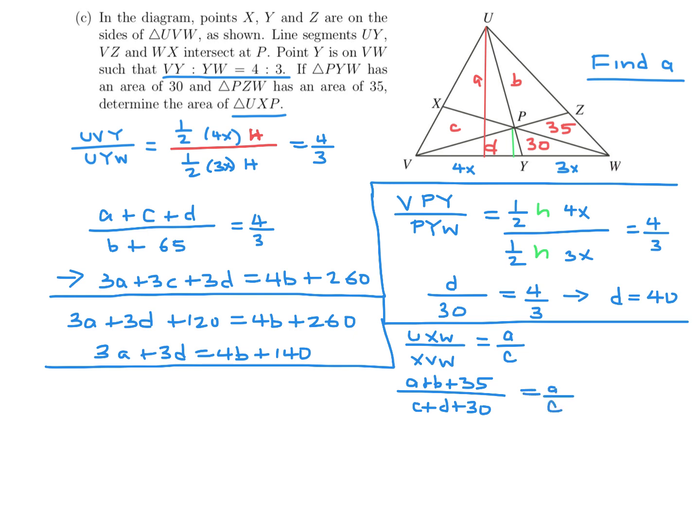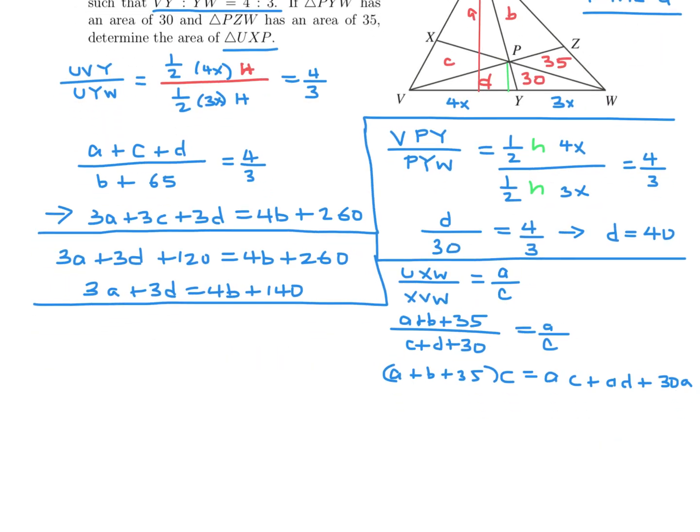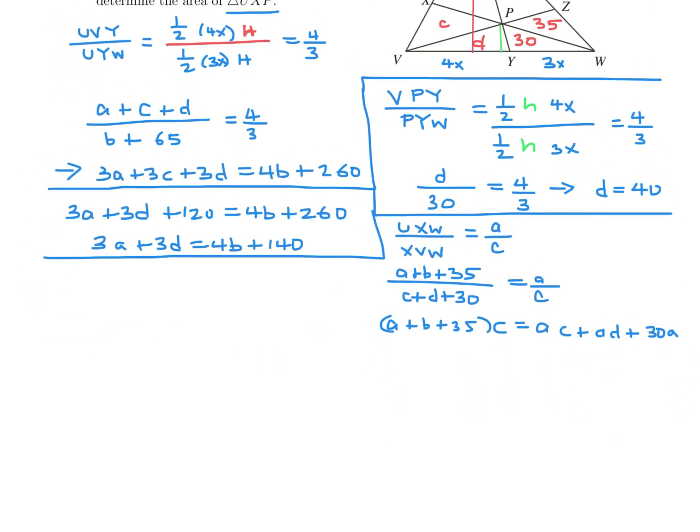And let's see, how far can I go here? I can cross multiply, and I get A plus B plus 35 times C. And here I get A times C plus A times D plus 30A. Okay. Let's see where this is headed.